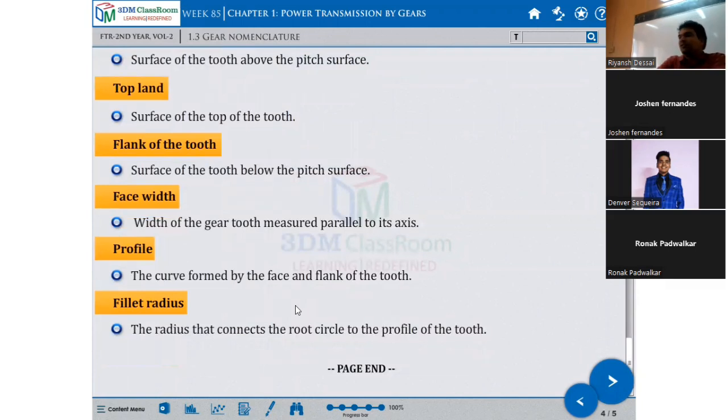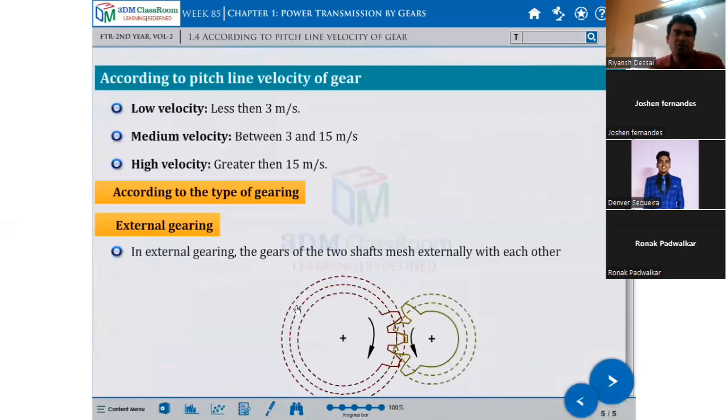So now everything is ready. Here we cut everything as per the standard. Now, according to the pitch line velocity, mostly they are not used, but you should have some idea. According to the pitch line velocity of gears, low velocity is less than 3 meters per second, medium velocity is 3 to 15 meters per second, and high velocity is greater than 15 meters per second.